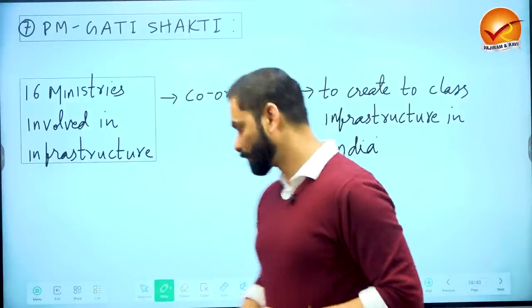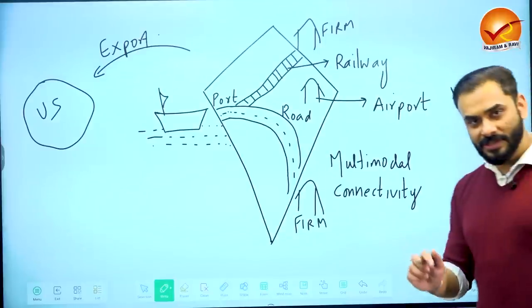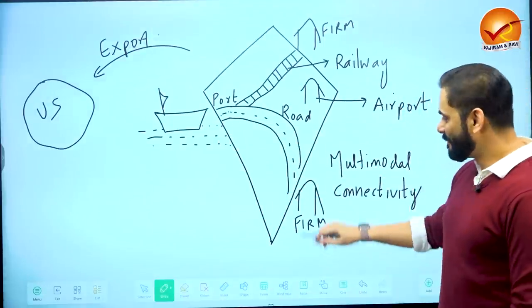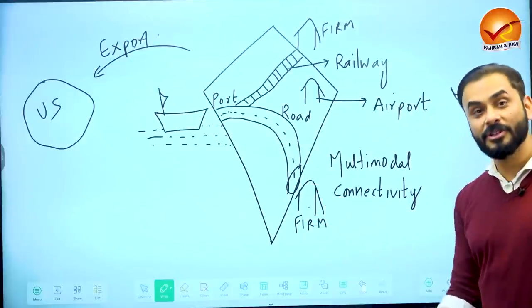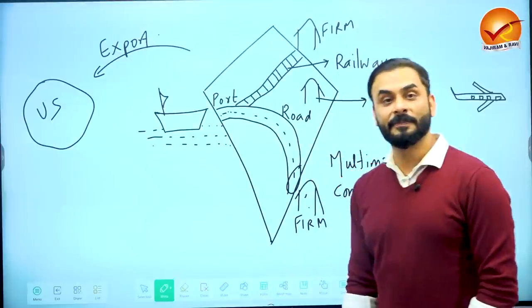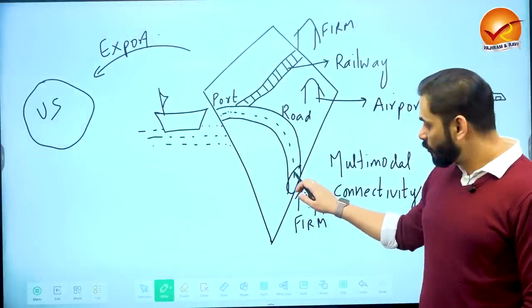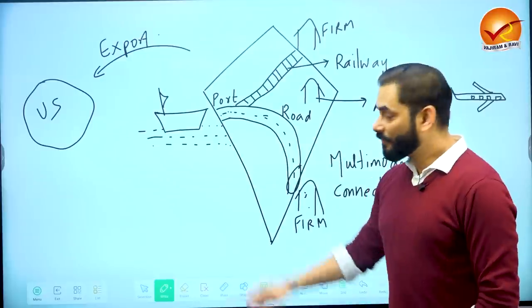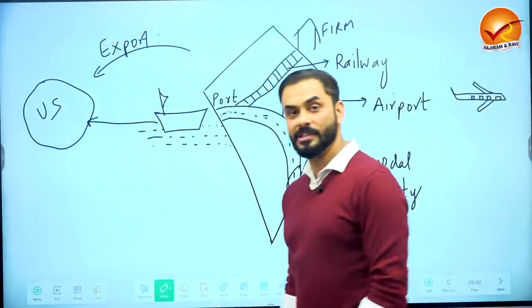Point number two. Now guys, suppose in this diagram, let me show you something interesting. So suppose in this diagram, this is a map of India. All right, so imagine that this is India. Now suppose that here you have a factory. This factory manufactures automobile. This automobile has to be exported to USA. How will you take this automobile to USA? So from this factory, the automobile will be transported through road to the seaport here. From this seaport, it will be loaded in the container and a ship will take it to USA.